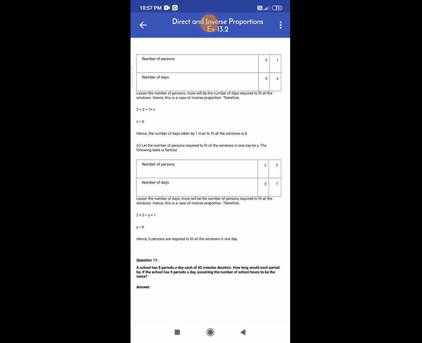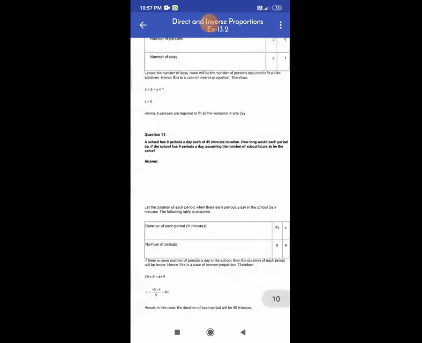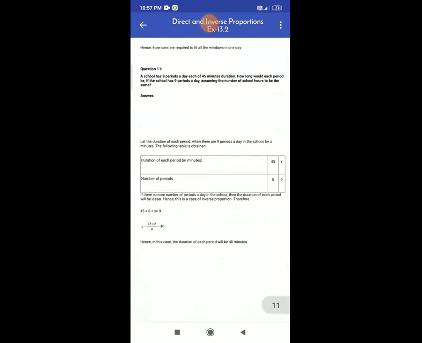Therefore y is equal to 6. Hence 6 persons are required to fit all the windows in 1 day. Now question number 11 on your screen.